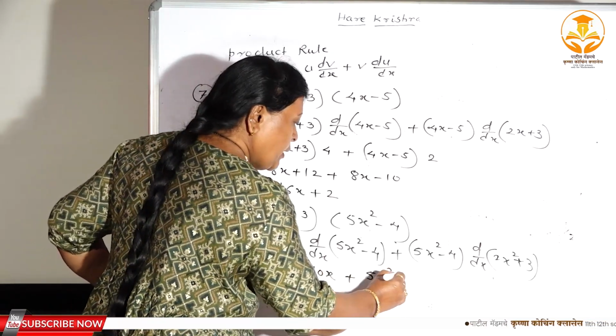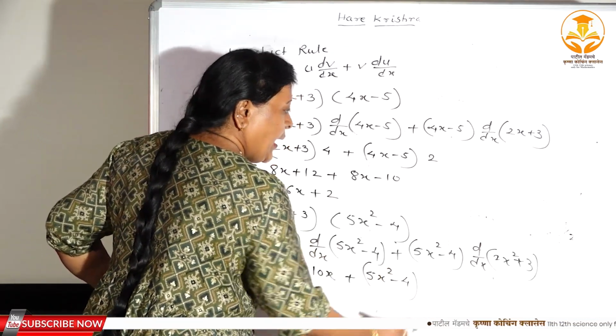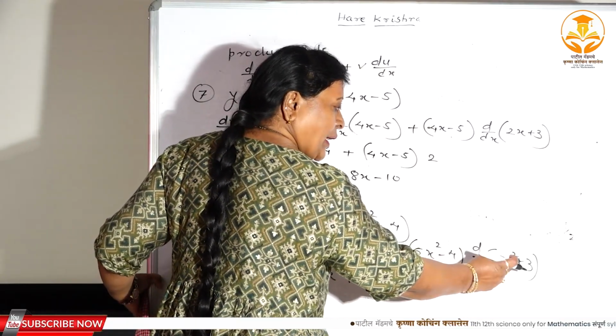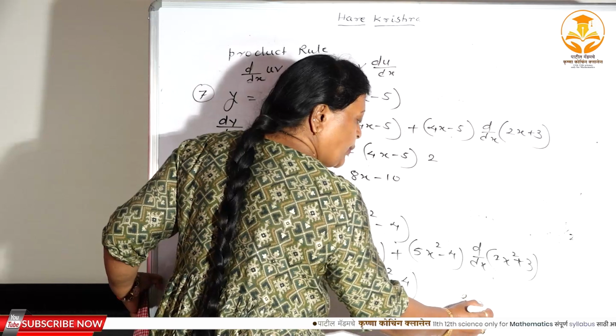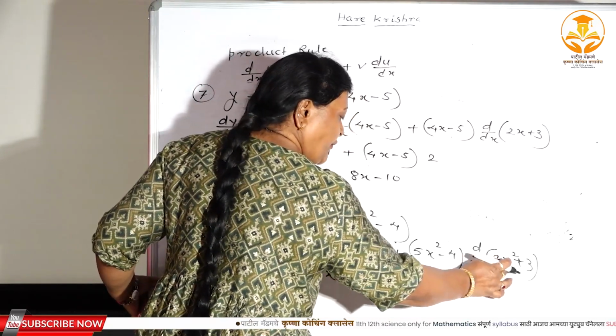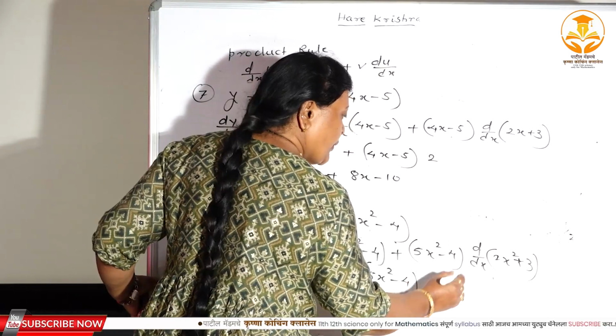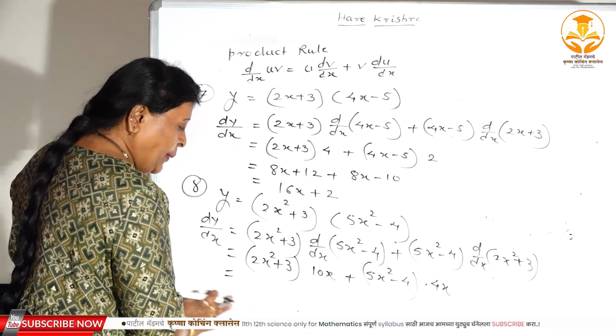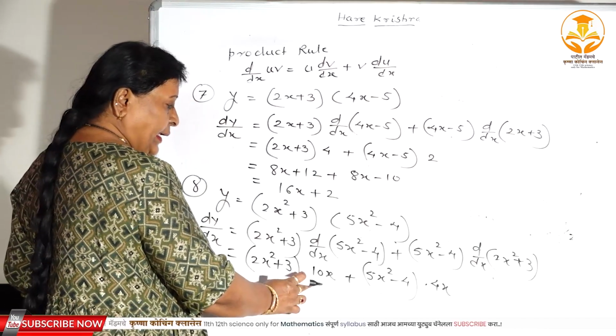5x square minus 4 remains as it is, and here again 2 remains as it is. The derivative of x square is 2x. 2 into 2x is nothing but 4x. Therefore the derivative of 2x square is equal to 4x, and the derivative of 3 is 0. Right? Now multiply with 10x.